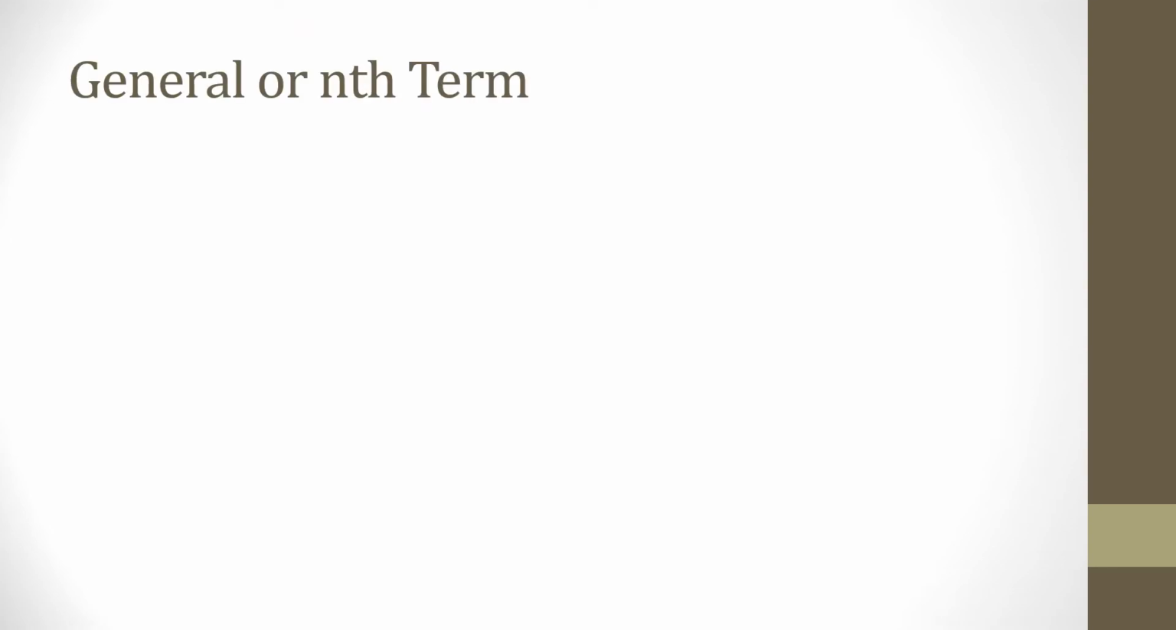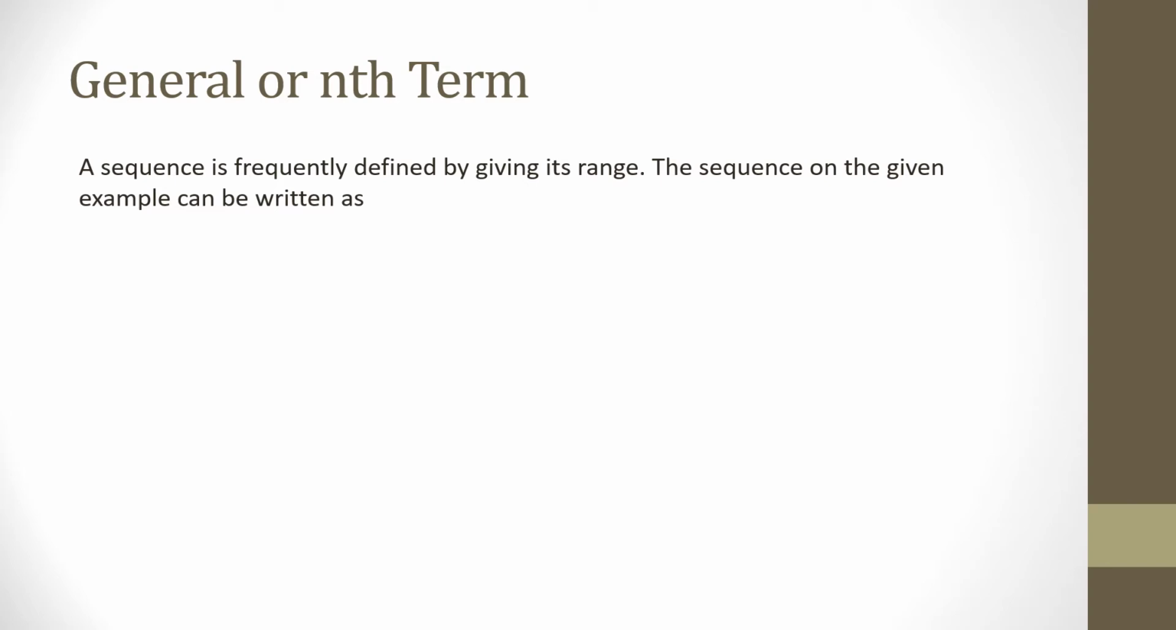General or nth term. A sequence is frequently defined by giving its range. So the sequence in the given example can be written as 1, 4, 9, 16, and so on, and then dire-diretso. So, yung kanina na binigay ko, ito yung given, ito yung magiging sagot niya, 1, 4, 9, 16. Ano yung susunod dito is 25, and then 36, and then 49, and then 64, 81, 100, diretso-diretso na yan. Okay? Next.